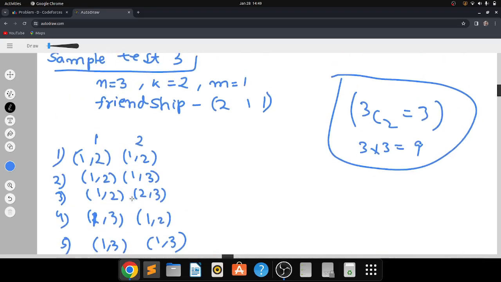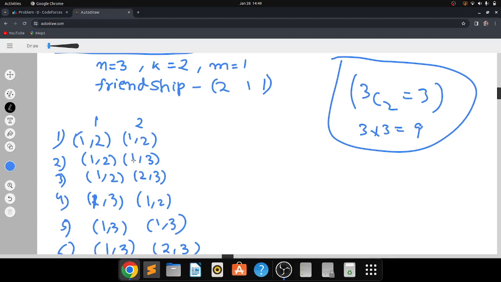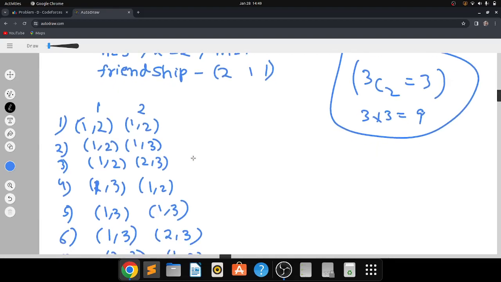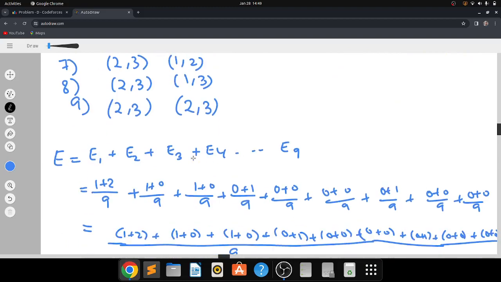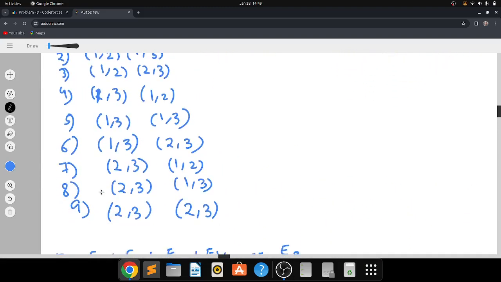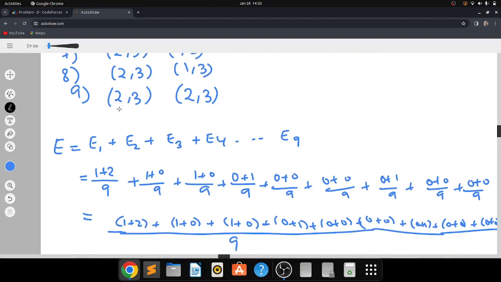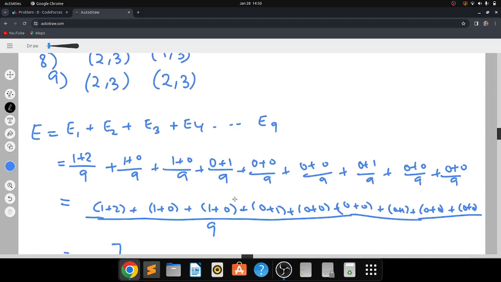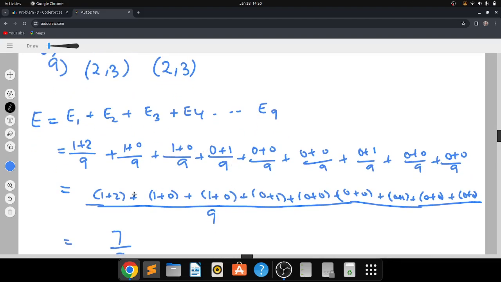What is the value of E2? It is 1, and 1 for 1, 2: f of 1 is equal to 1, and as 1, 3 are not friends, its friendship value is 0. So 1 plus 0. So in this way you can calculate for all of the possible ways, right? E1 to E9. So these are their values.